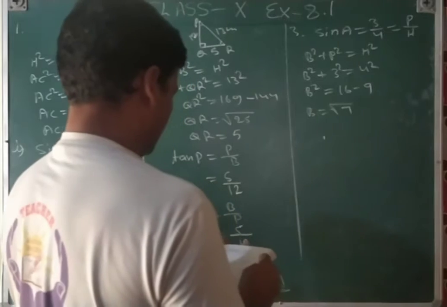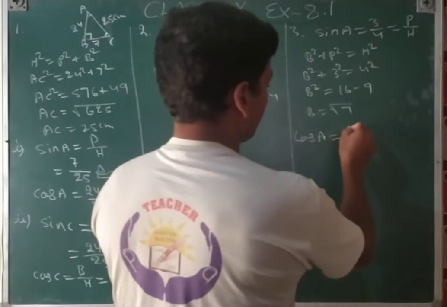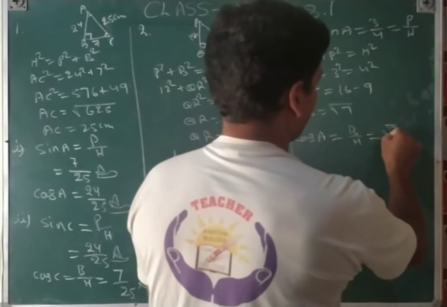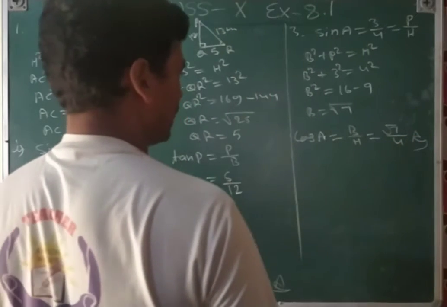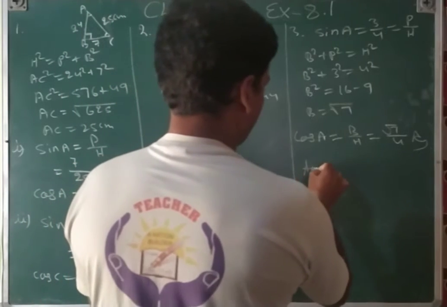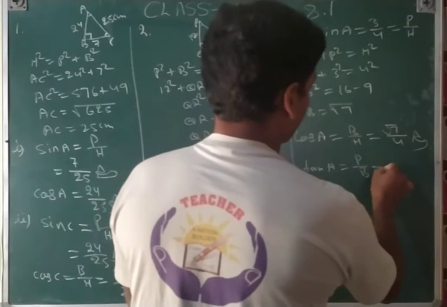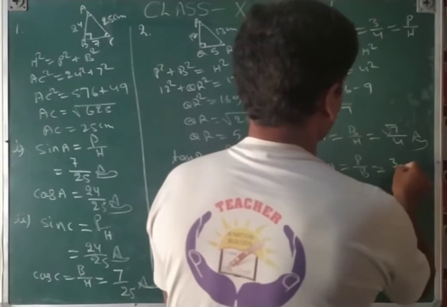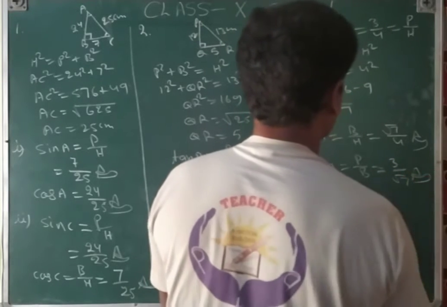So cos A is equal to B upon H, which is equal to the base, under root 7, upon 4. That is the answer. And then tan A is equal to P upon B, so P is 3 upon B, which is under root 7. This is the answer.